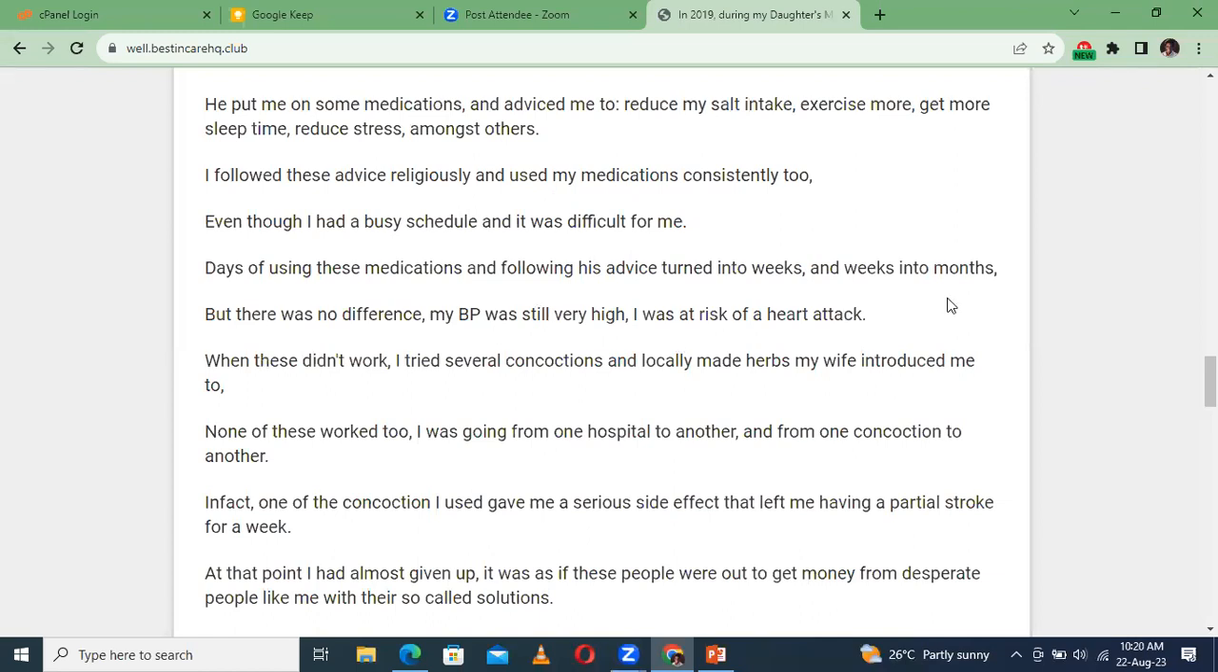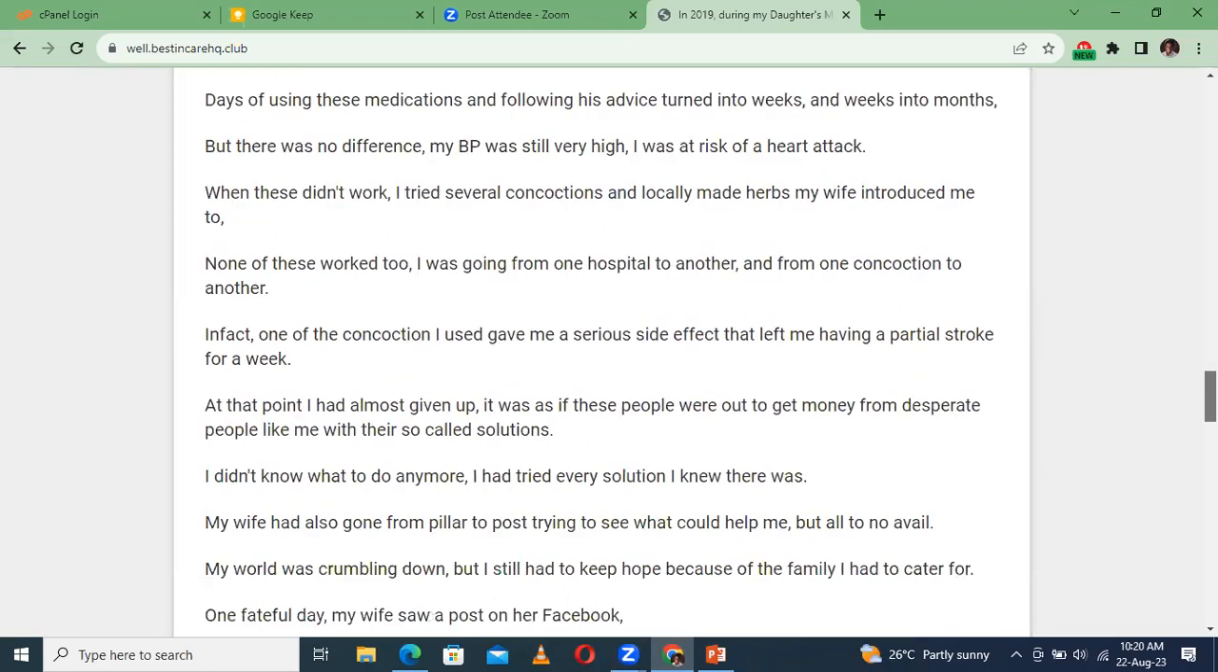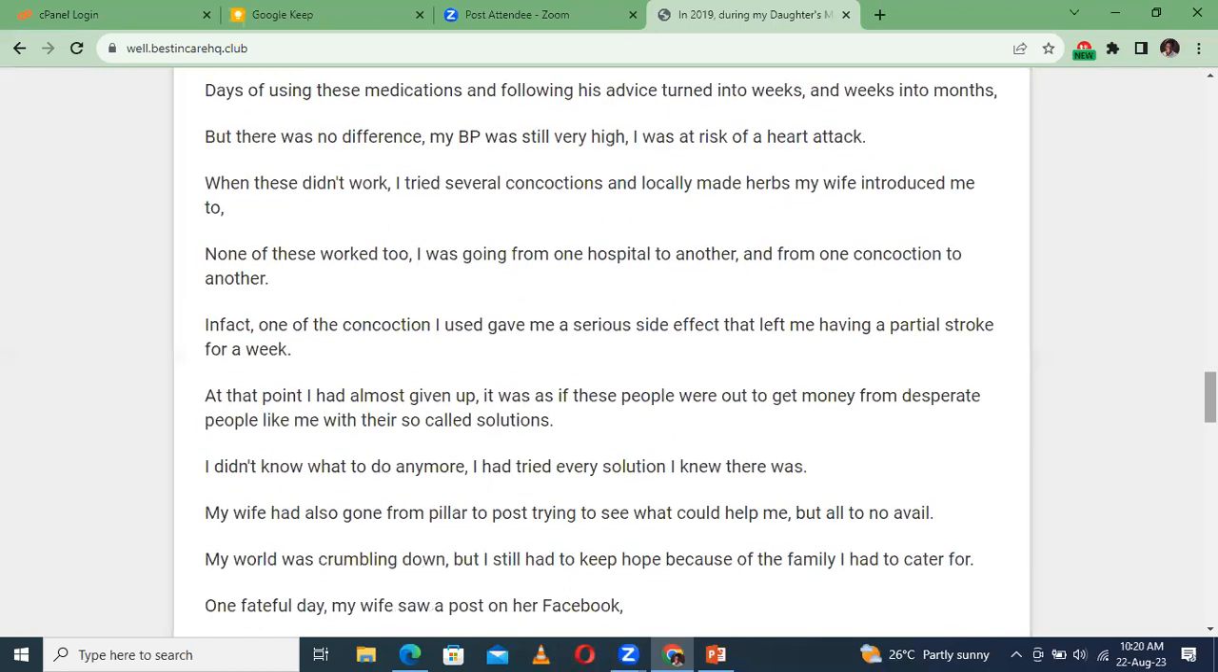Please, I've missed where I was. Okay. But there was no difference. My BP was still very high and I was at the risk of a heart attack. When this didn't work, I tried several concussions and locally made herbs. No, I've not plugged it. I wanted to teach before I plug it. Who is saying I've not plugged it? I beg, mute your mic.